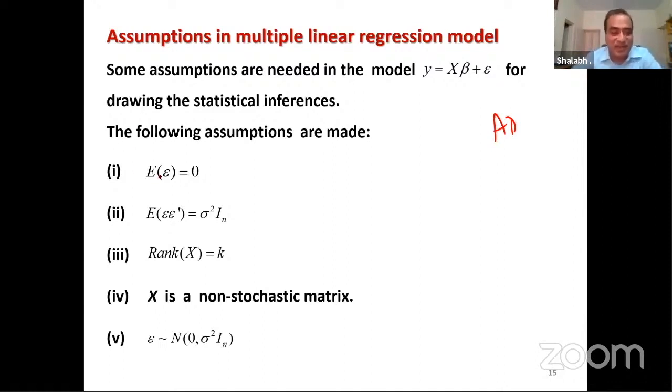Anyway, let us come back. So the first assumption is very simple. It means the average value of epsilon is 0.